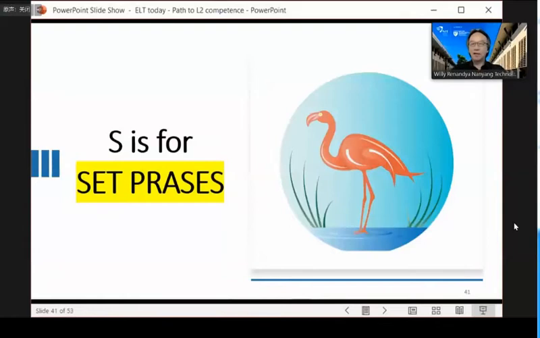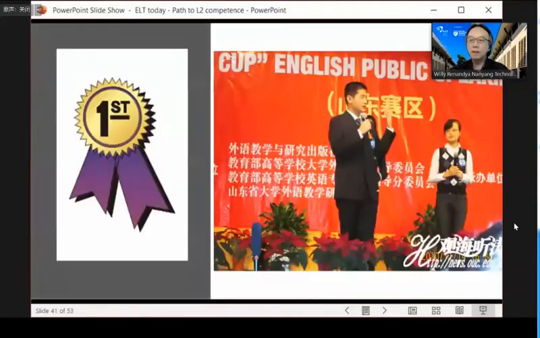This is the last one, S. Ladies and gentlemen, S stands for set phrases. In the literature, it's also known as formulaic expressions, lexical bundles, and fixed phrases or fixed expressions. Whatever you call it, this apparently is extremely important where language acquisition is concerned. Let me share with you a story.